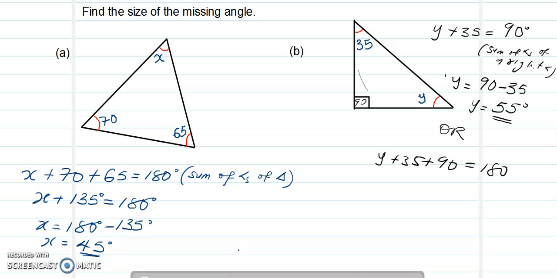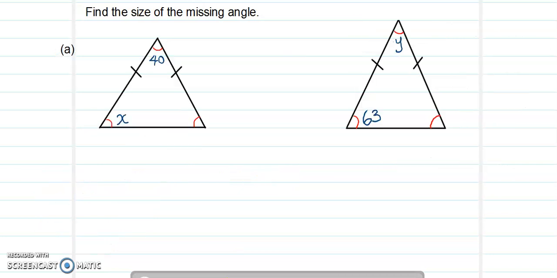Okay. Now let's look at a different question. Here it says find the size of the missing angle. Now, for the size of this missing angle, we have to consider first what type of triangle we are talking about.